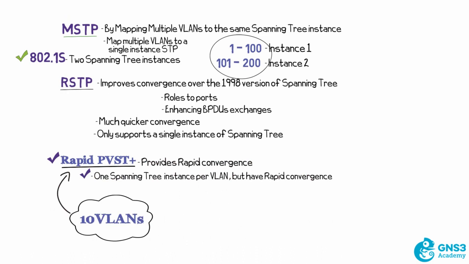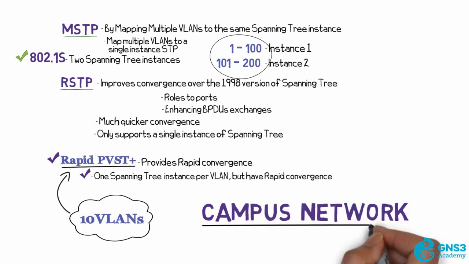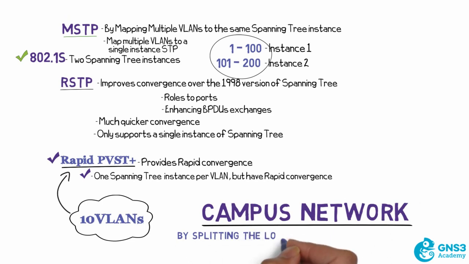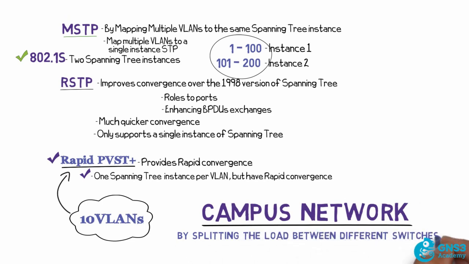In the videos in this course, I'll show you a campus network where we optimize spanning tree by splitting the load between different switches. In other words, one switch will be the spanning tree root for some VLANs, and another switch will be the spanning tree root for other VLANs.